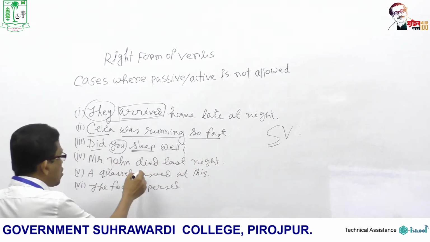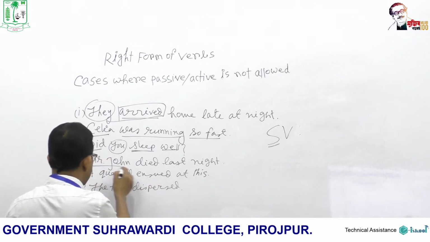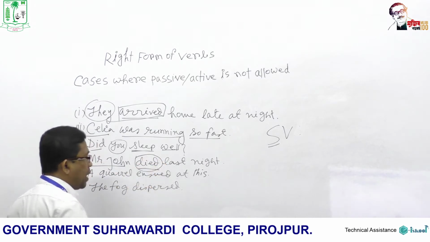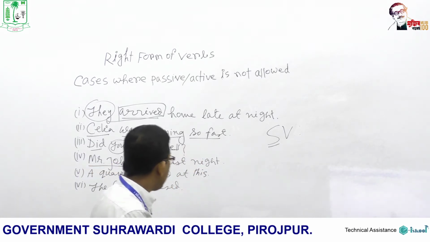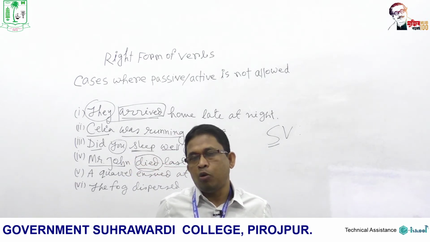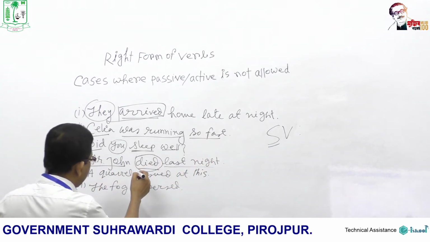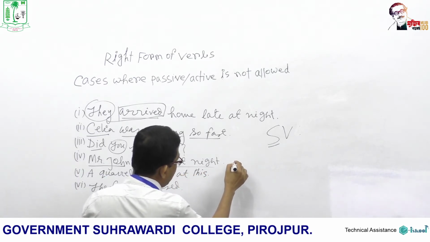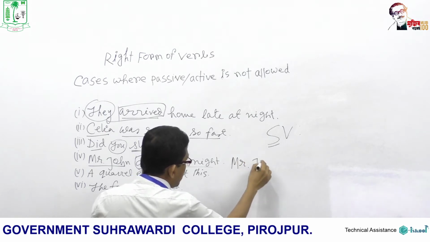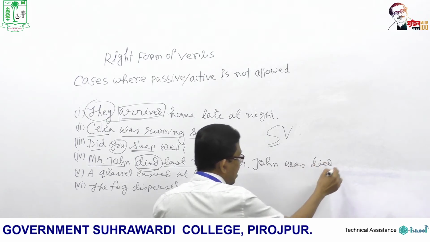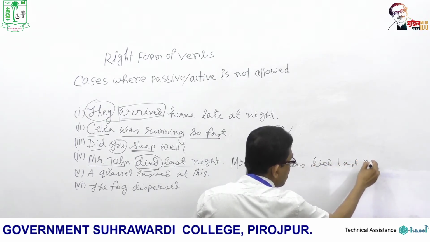And then Mr. John died last night. Mr. John is the subject and died last night. Died is an intransitive verb. It doesn't take any object. Last night is an adverbial. It is not an object. So, we should not use died in passive form. If you write Mr. John was died last night, this is a wrong sentence.